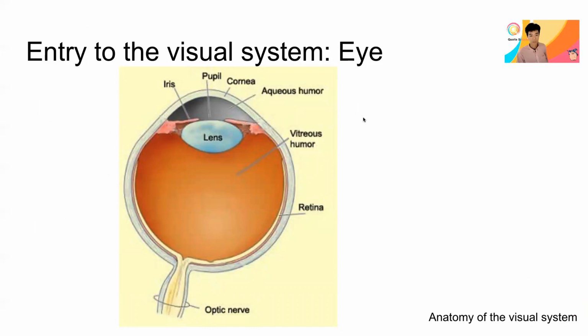So the eye consists of many different components: the pupil, lens, iris, cornea, aqueous humor, and vitreous humor, and the retina. The retina is a sheet composed of many neurons, and that sends an output into the brain through the optic nerve.